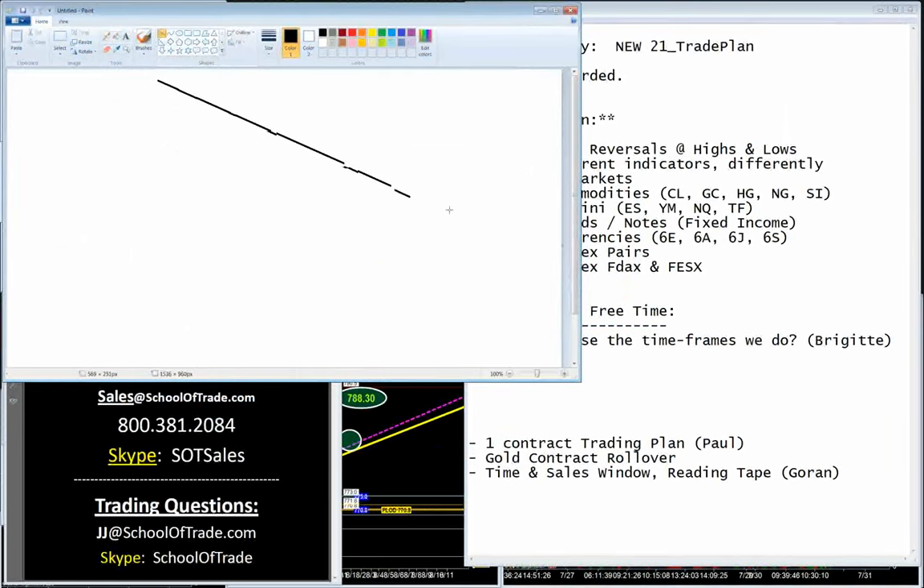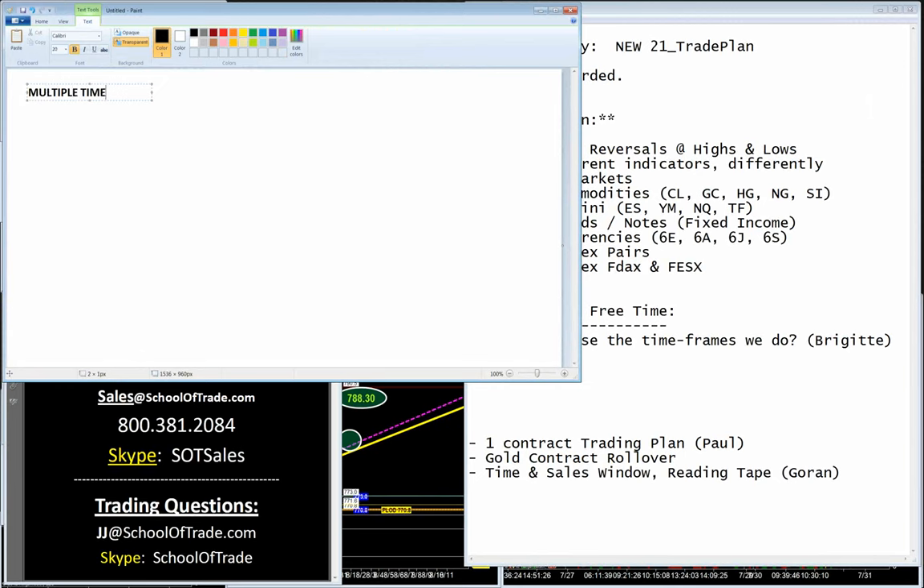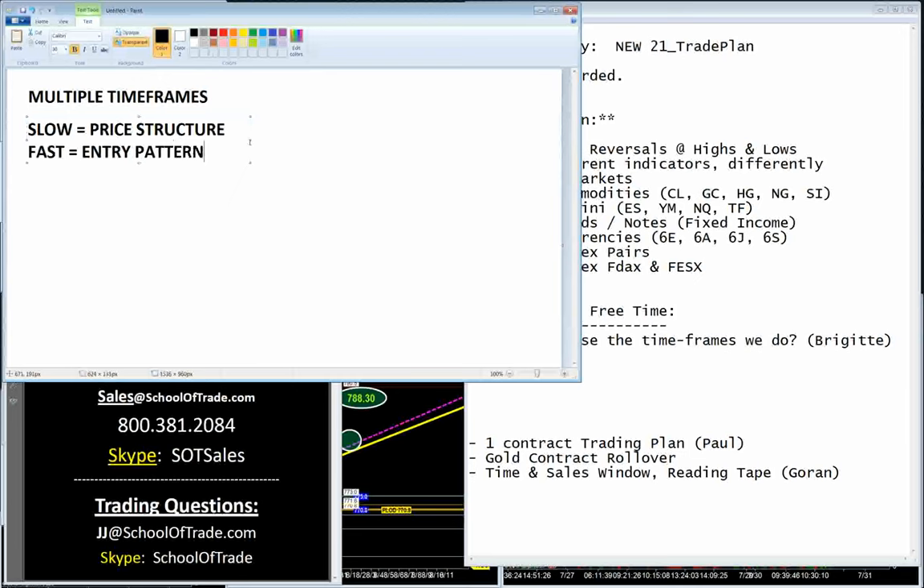Let's talk about multiple time frames. Now, there are different ways to use multiple time frames. If you talk to 10 different traders, you might get 7 or 8 different opinions of how they're going to be used. Multiple time frames, in my opinion, I'll use a slow time frame to find the price structure. And this, of course, is covered in training. The price structures we covered in tremendous detail today. I've got the fast time frame, which is going to be where the entry pattern is. Now, the price structure on the slow time frame tells me where to look for a trade.